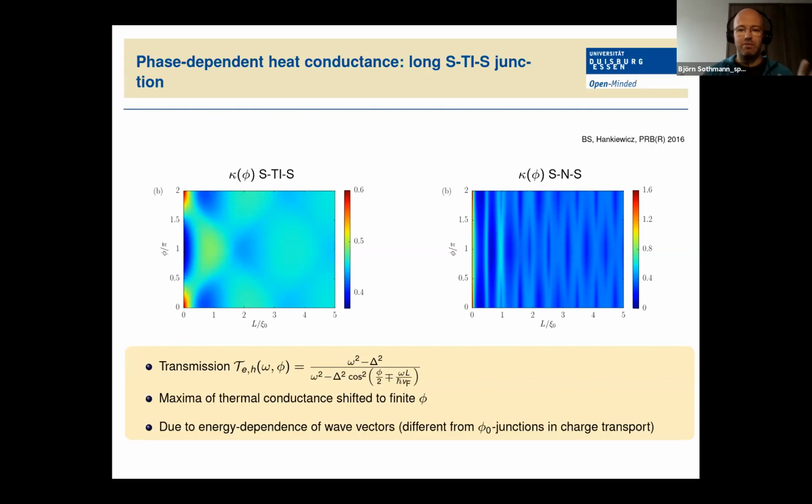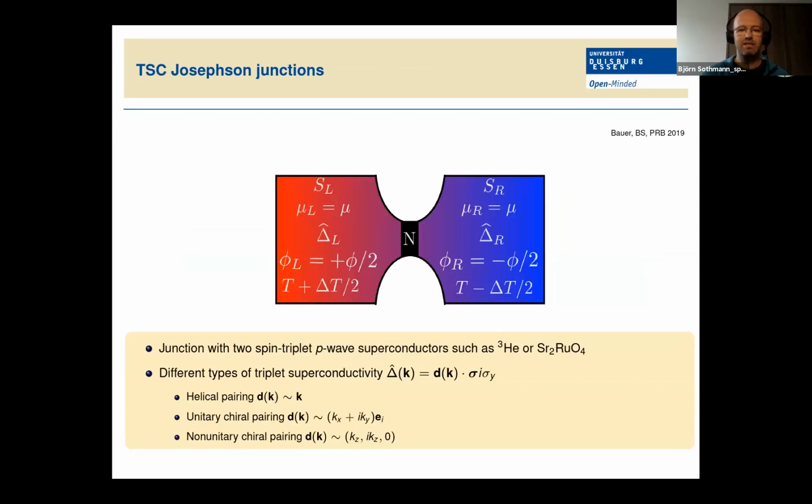Okay, so much about the superconductor topological insulator hybrids. Let's now switch gears a bit and consider a Josephson junction where the two superconducting leads are intrinsically non-trivial superconductors. For example, two spin triplet P-wave superconductors.